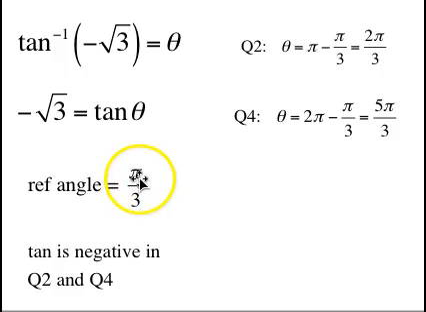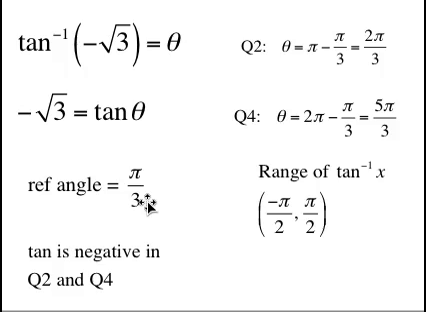But it's relatively simple to think, okay, pi over 3 is the reference angle. In quadrant 4, all I have to do is go in the opposite direction. So the answer to this question will be theta is negative pi over 3, or the inverse tangent of negative root 3 is negative pi over 3.